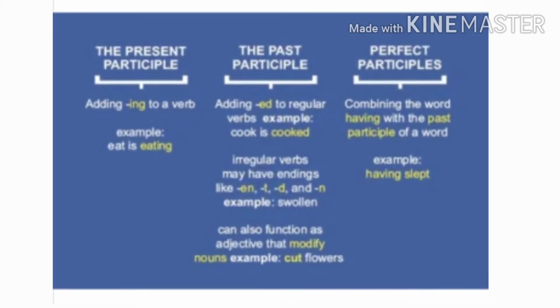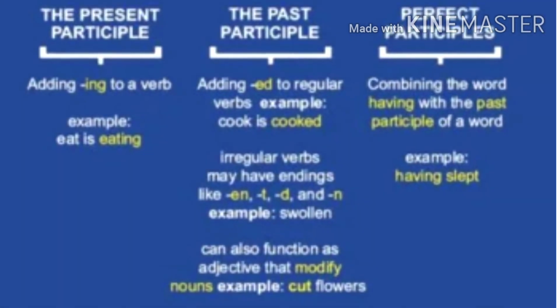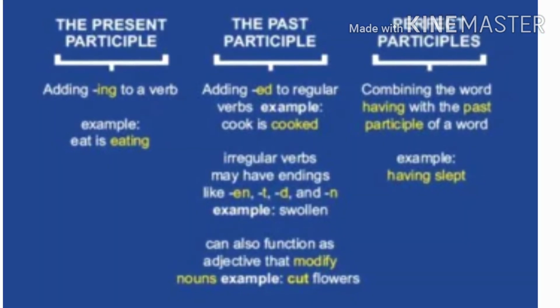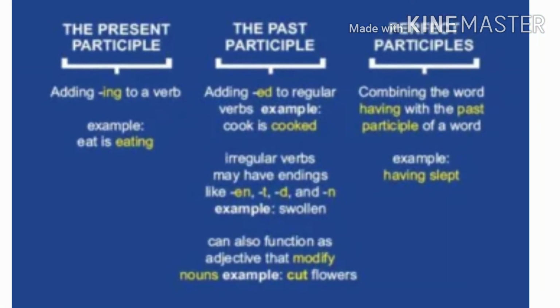So here is a slide of present participle. Here you may see that adding ing to a verb becomes present participle. For the past participle, the word ends with ed for a regular verb. For example, cook becomes cooked. And an irregular verb may end with en, t, d and n, just like an example, swallow.